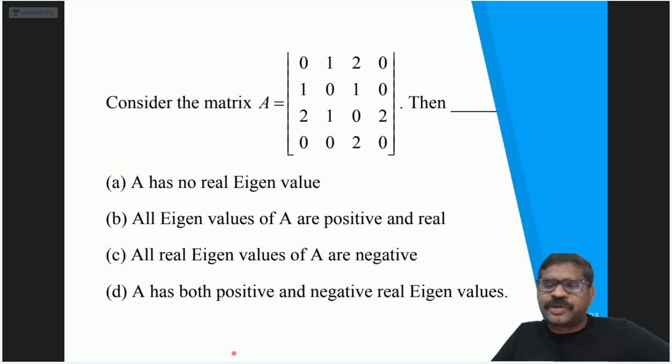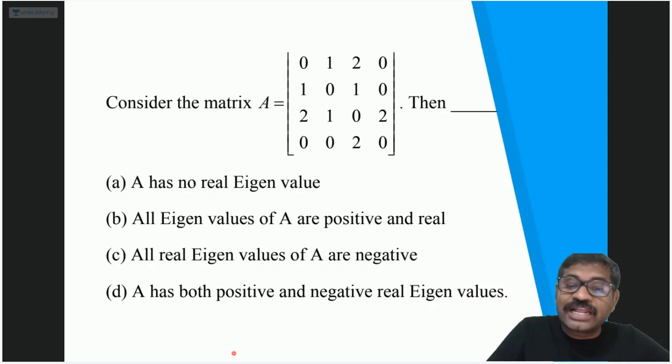Next problem. Consider the 4 cross 4 matrix A. Then A has no real eigenvalue; all eigenvalues of A are positive and real; all eigenvalues of A are negative; or A has both positive and negative real eigenvalues. Observe this problem.